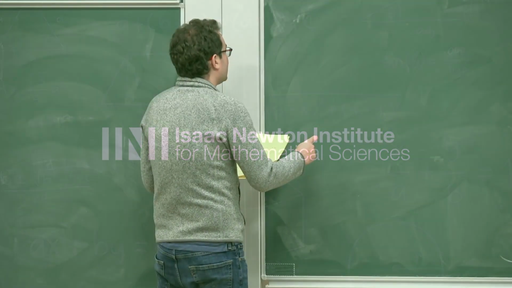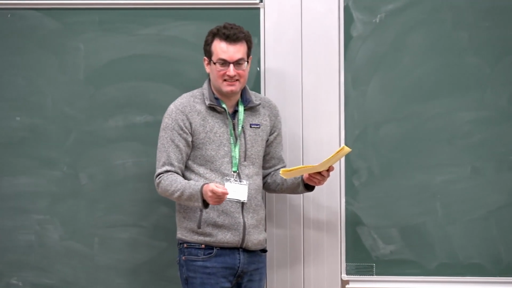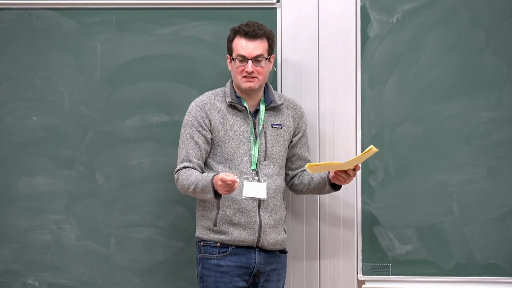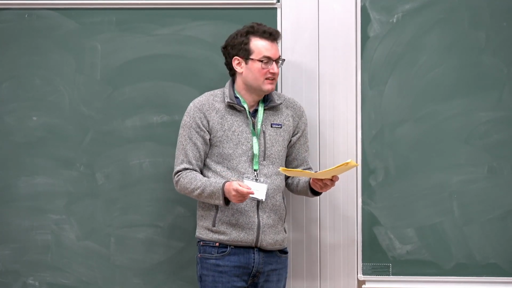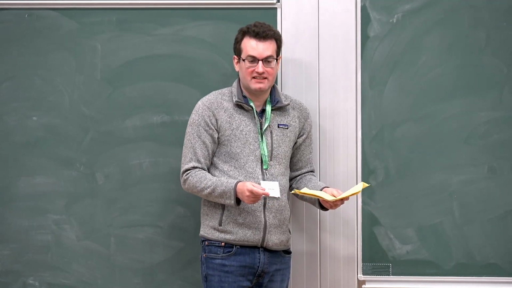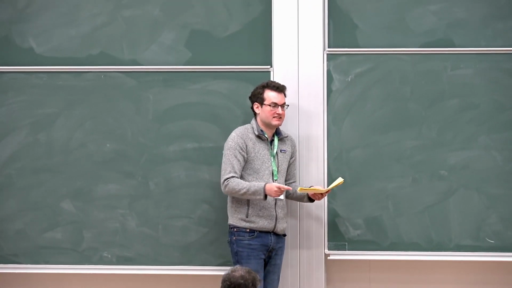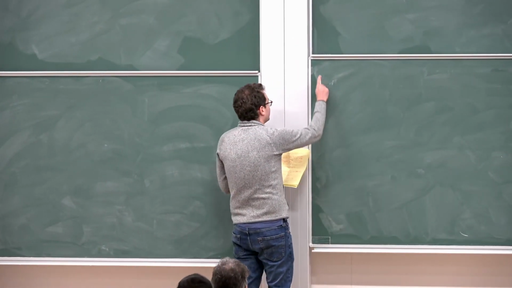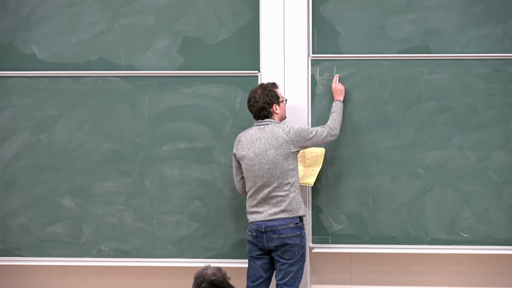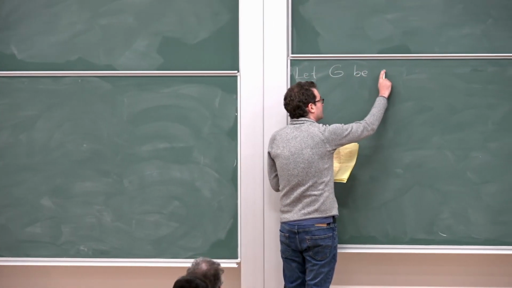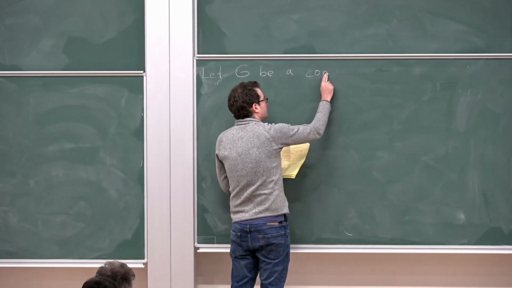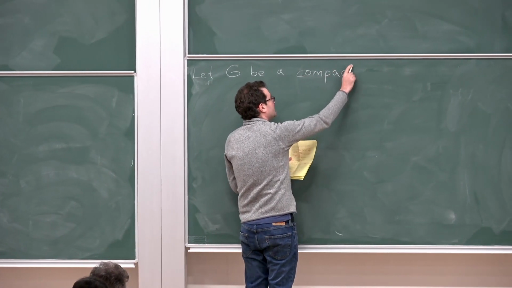So, okay, I'm giving two talks, and the first one was supposed to be introductory, so I'm going to say some relatively introductory things, hopefully, and then next time get into some more recent research. But just to be clear about what we're talking about, we're going to fix a compact Lie group G.